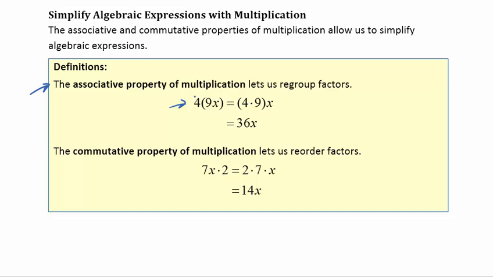Most students know to multiply the 4 times the 9, but it's actually the associative property that allows us to do that multiplication. Most people intuitively just come up with 4 times 9 is 36x.